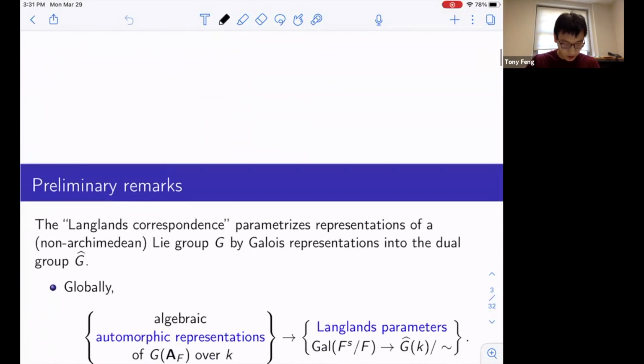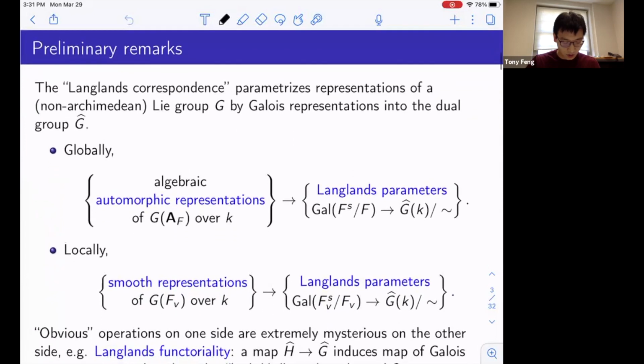So to begin, the motivation comes from the Langlands correspondence. And what this is, it parameterizes representations of a Lie group in a liberal sense, possibly a non-Archimedean Lie group, by Galois representations into a dual group. So here G is reductive. I'll be more precise about hypotheses later.